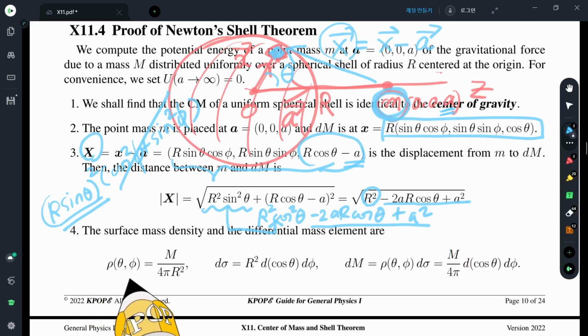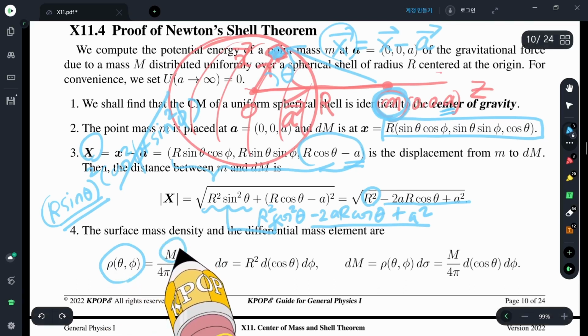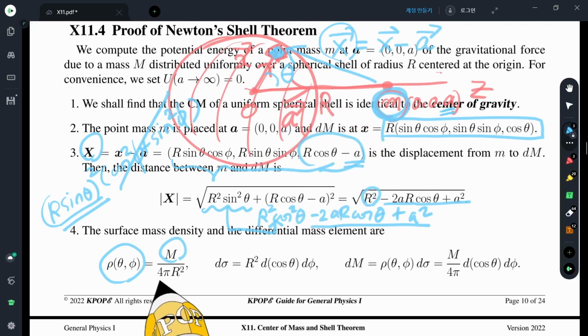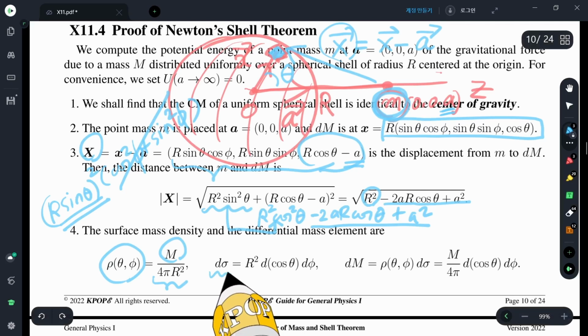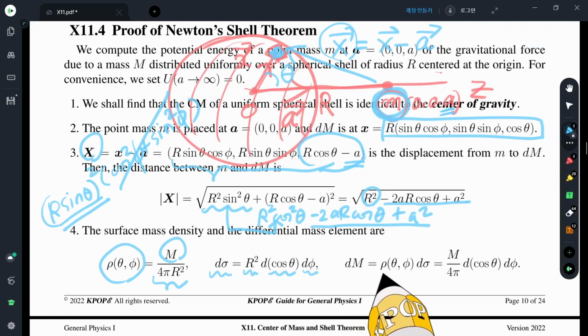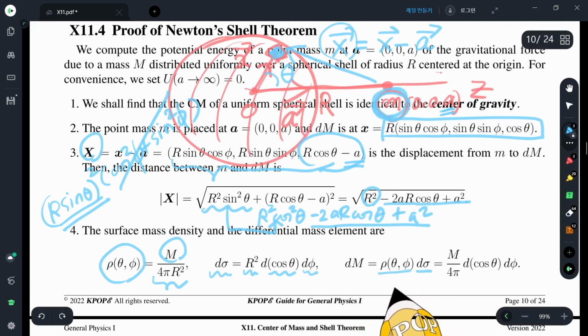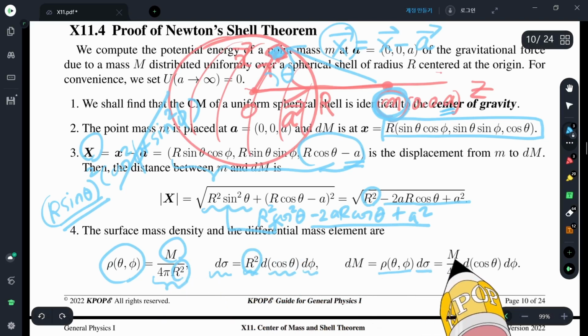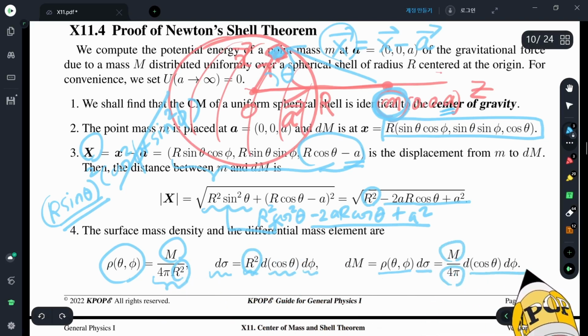Now, we compute the density. The total mass of this massive shell is capital M, and because it is uniformly distributed, I divide it by the area of the surface. And then we can reparameterize the surface element in terms of polar coordinates, that is r squared, d cosine theta, and d phi. Therefore, the differential mass of this patch is dm, that is density multiplied by area. R squared cancels, and we have M over 4 pi, times the differential of solid angle.